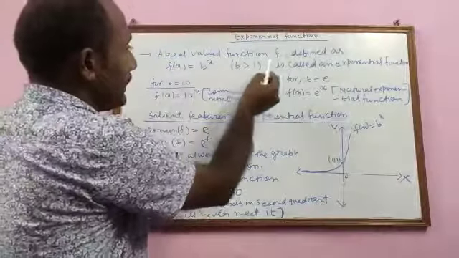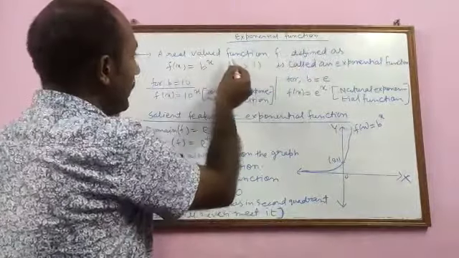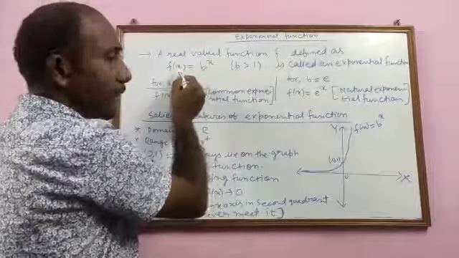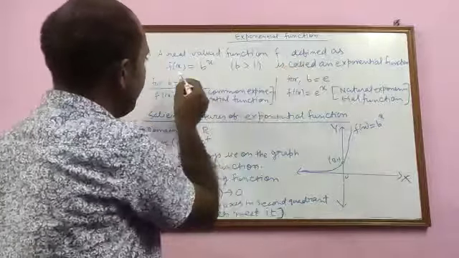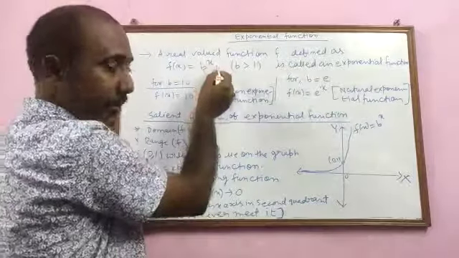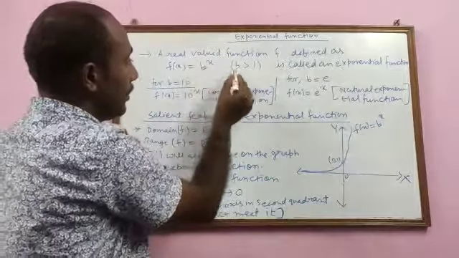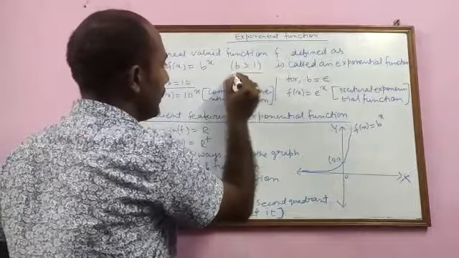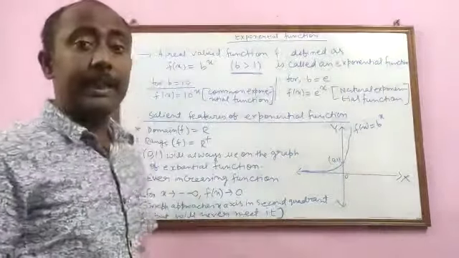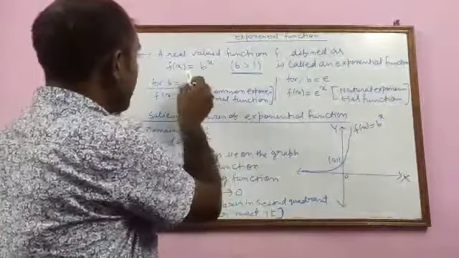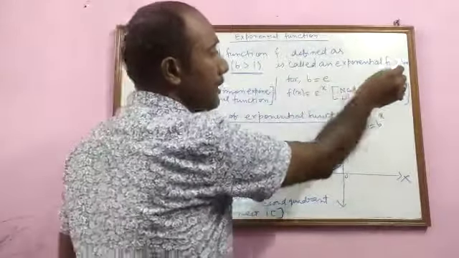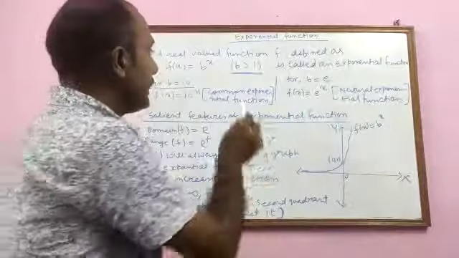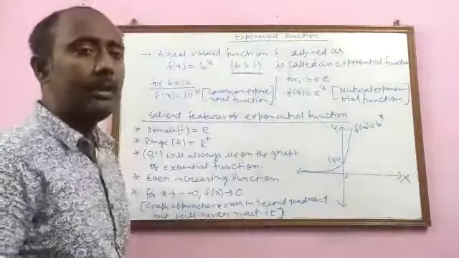So let us now try to understand what an exponential function is. A real valued function f, that means we can take any real value replacing this x part. A real valued function f defined as f(x) is equal to b to the power x. What is b here? This is very important. The value of b should be greater than 1. So any function which is in the form b to the power x, where b is greater than 1, is called an exponential function.